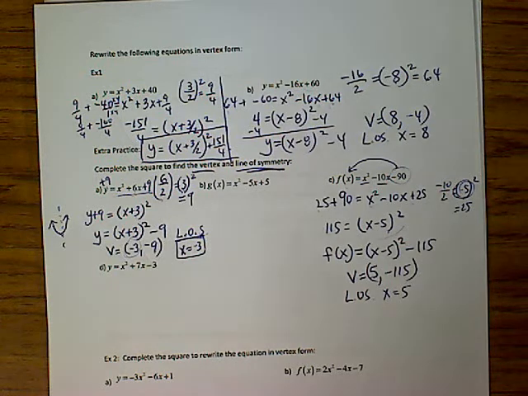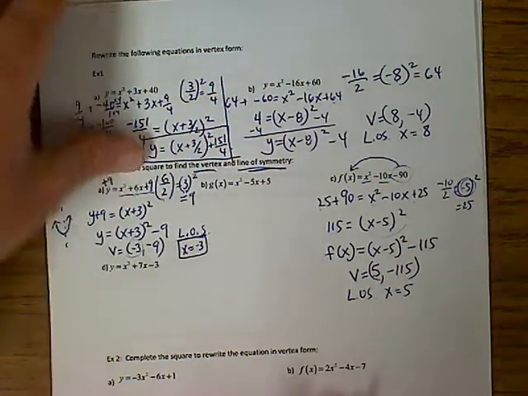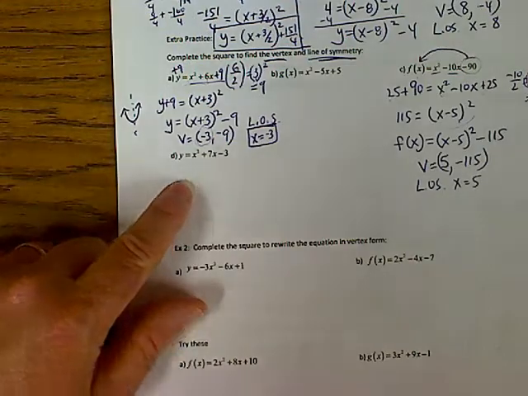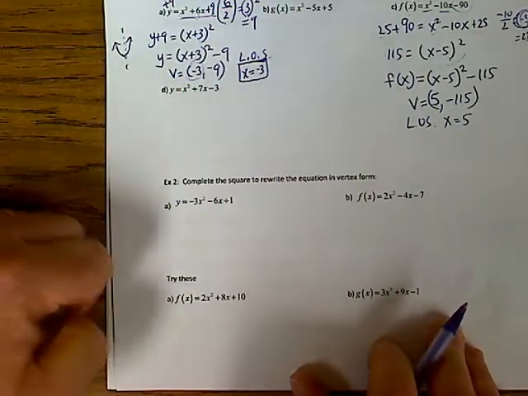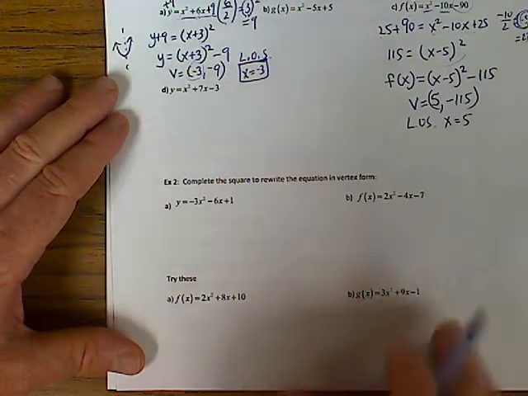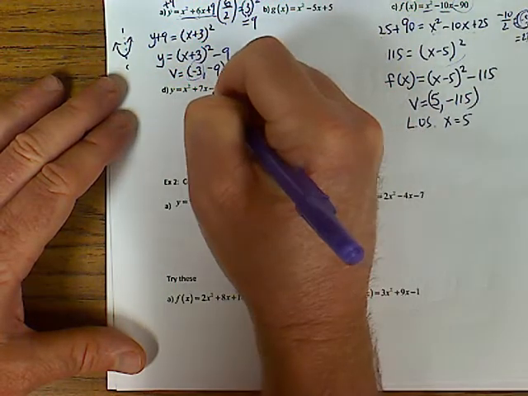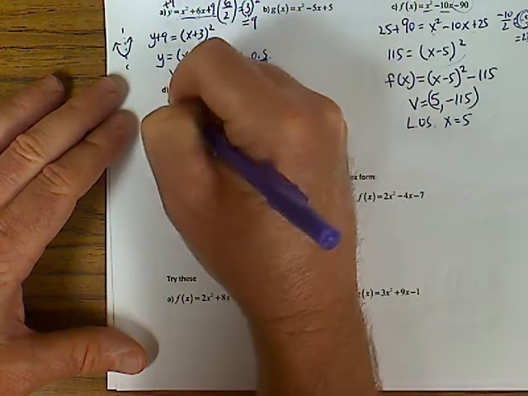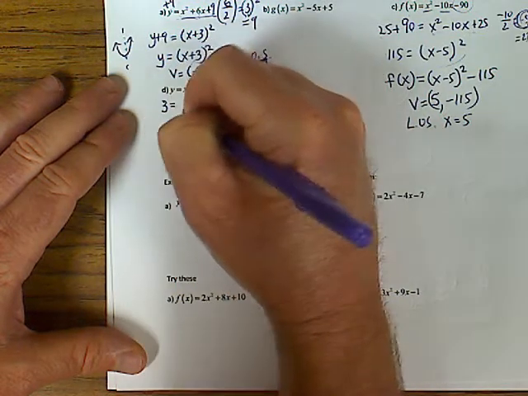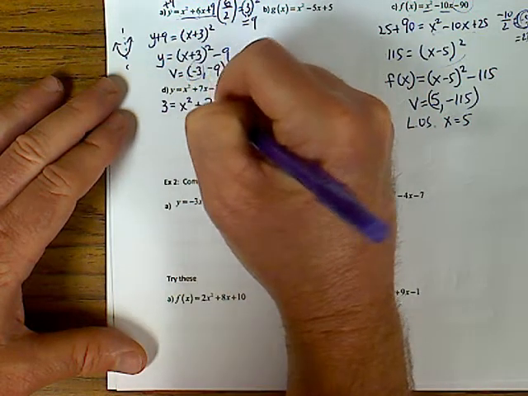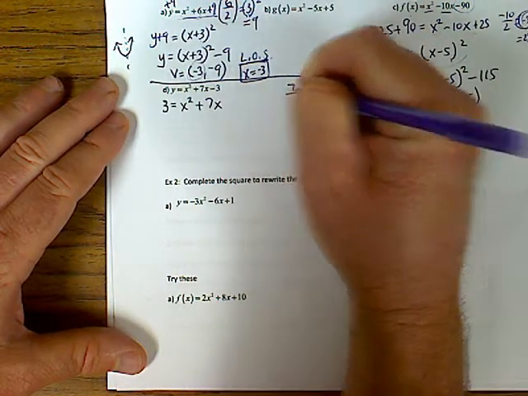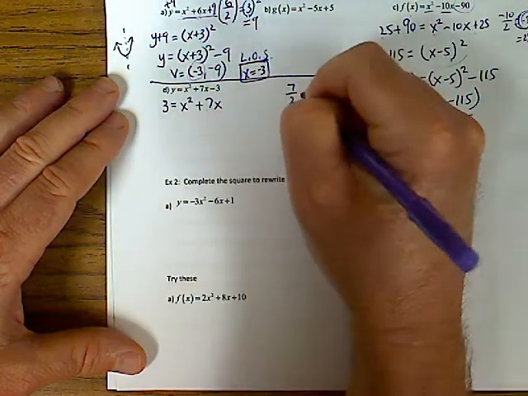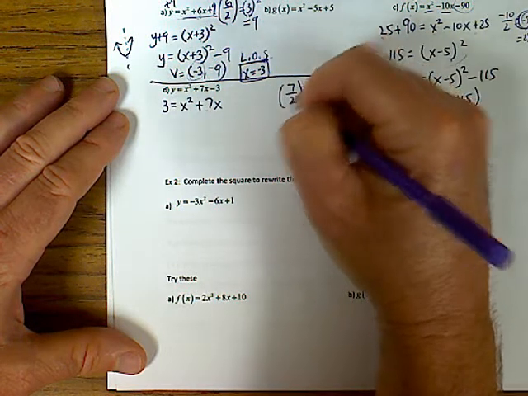All right, so let's try another one. I kind of have a lot of room here for letter D, so let's come down here. This might be the last one of these type that I do, and then I'll finish off with ones with a number in front here today. So, for example D, again, move the 3 over to the other side, ignore the y. So you're going to say 3 equals x squared plus 7x.